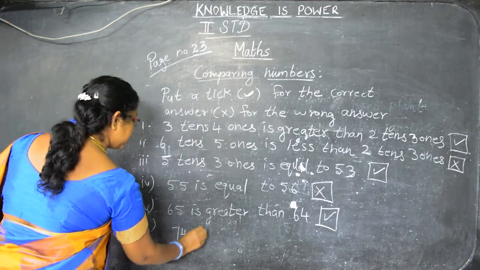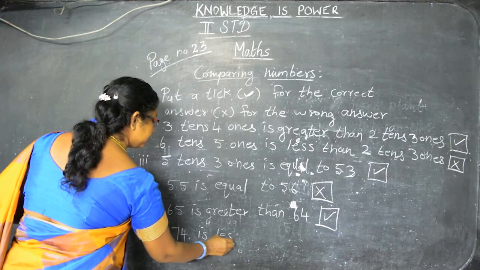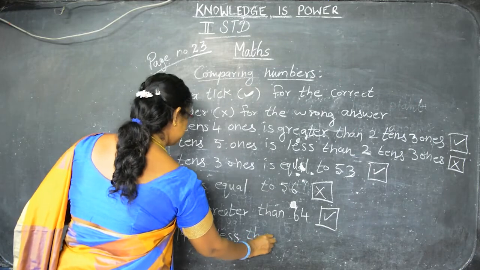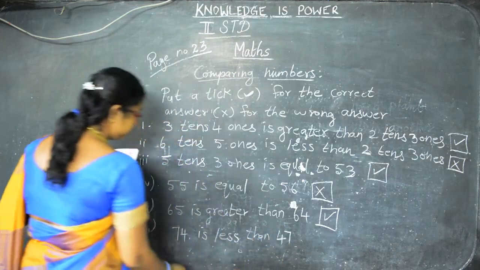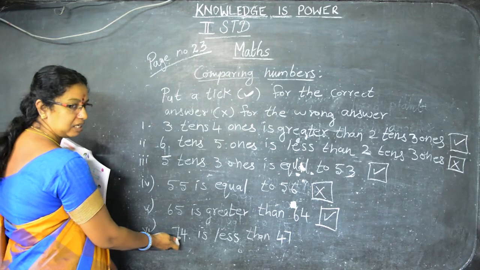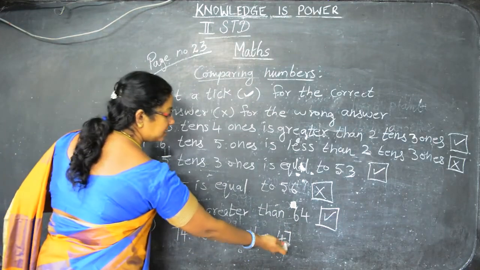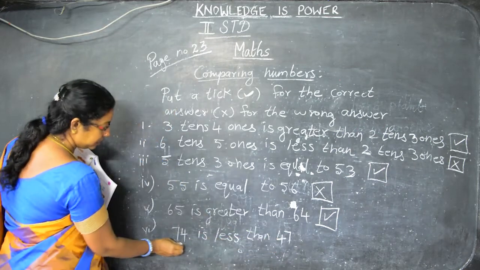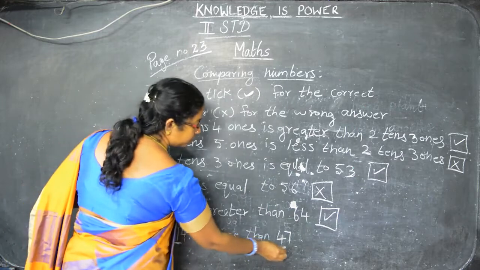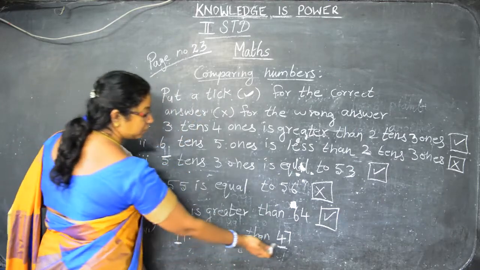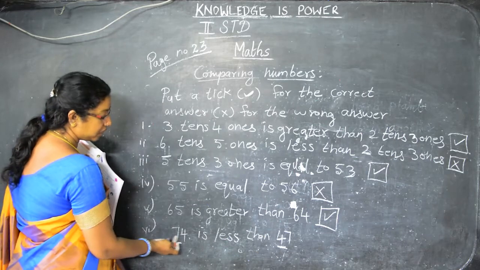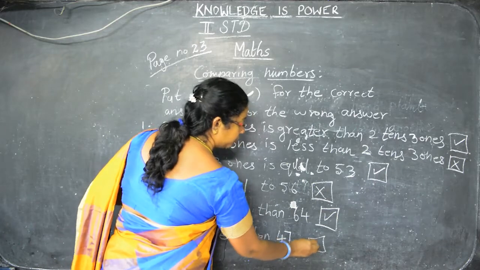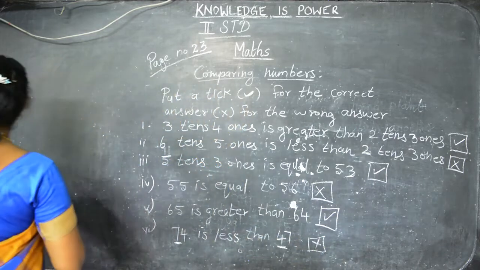74. 74 is less. Less means chinna number. Is less than 47. Say 74 less. Less? No, it's not less. Only 47 is 4 is less. 74, here 47. See in the tens place. 7 or 4. Which one is less? This one only less. Appo they have given 74 is less nu sollirukanga. Appo the statement is wrong. Put here wrong. Understand, children?